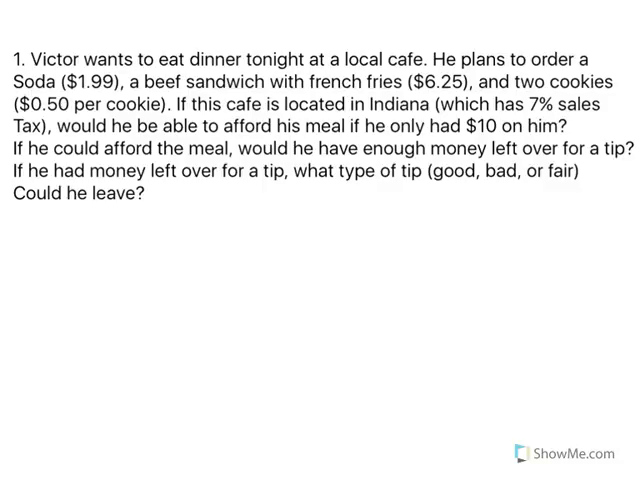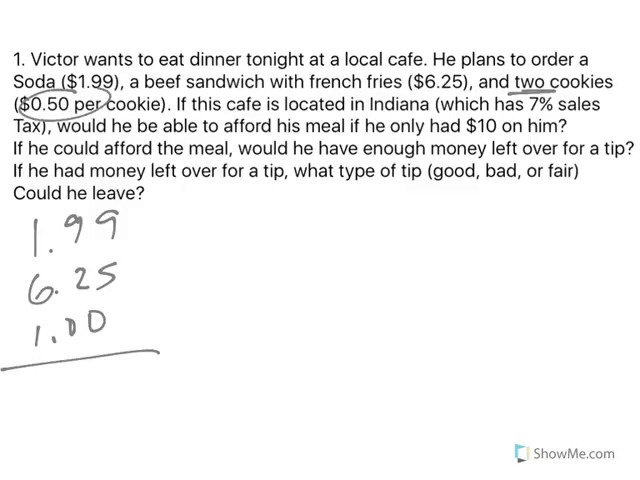Victor wants to eat dinner tonight at a local cafe. He plans to order a soda for $1.99, a beef sandwich with fries for $6.25, and 2 cookies at 50 cents a cookie. Okay, let's right now just figure out how much this is going to cost him. So, $1.99, $6.25, and $1, right? Because he had 2 cookies at 50 cents each. So his total bill is $9.24.